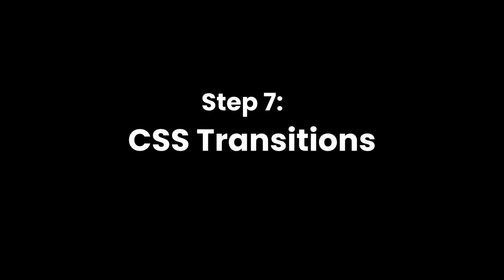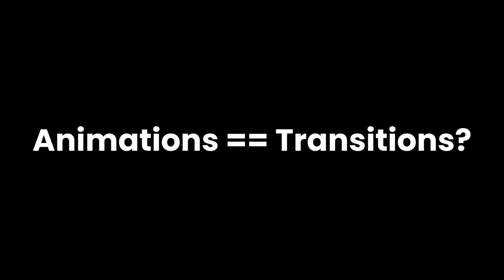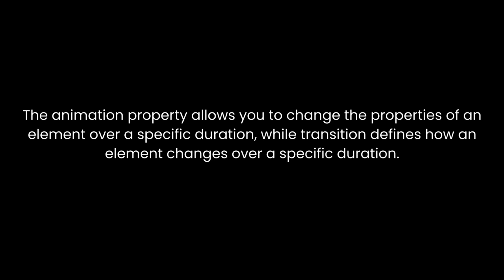Step 7. CSS transitions. CSS transitions enable you to define the timing and duration of a property change rather than having it happen instantly. You might think animations and transitions are the same thing, but there is a small difference. The animation property allows you to change the properties of an element over a duration of time, while the transition defines how to change over a specific duration.